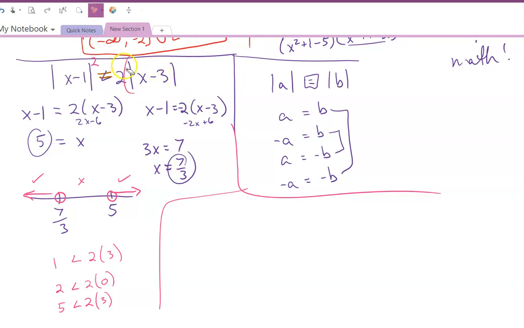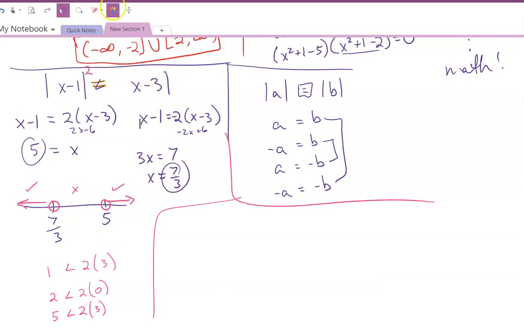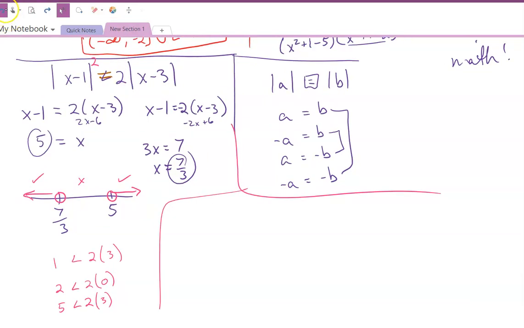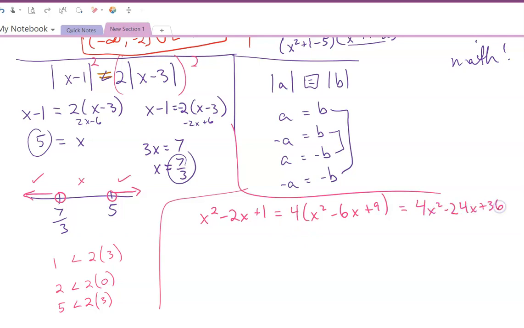Oops, except I need to square that. Don't forget to square that 2 as well. There we go. So coming down here, and I don't need absolute value bars anymore because anything squared is positive. So x squared minus 2x plus 1, and again I'm using an equal sign for now, equals 4 times x squared minus 6x plus 9, which is distributing the 4, x squared minus 24x plus 36.